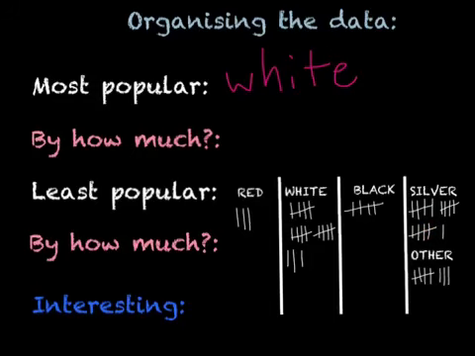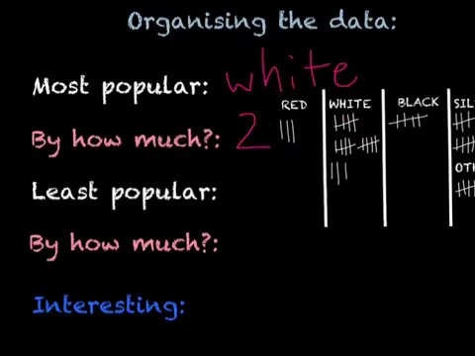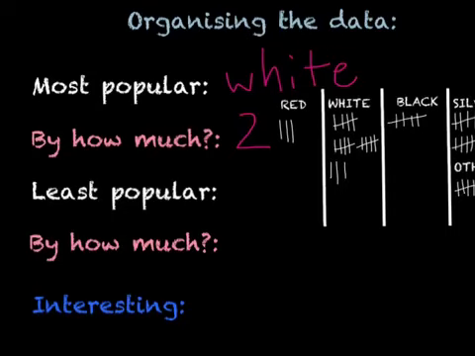You can see here 5, 10, 15, 5, 10, 15, plus 3 more. Well, this one only has plus 1 more. So there's an extra 2 white ones. So the answer to by how much is by 2. Looking again, just move this up to here.